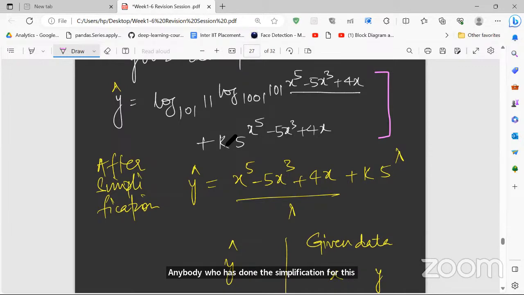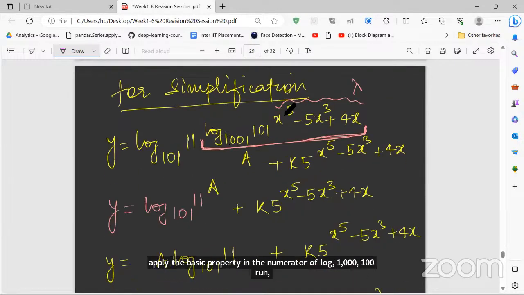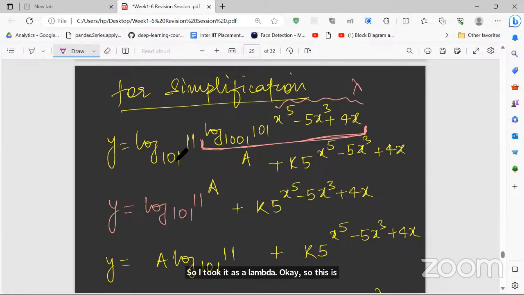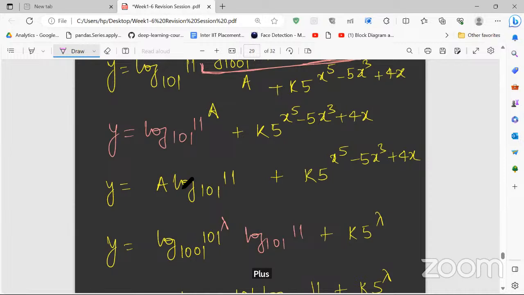We apply the base change property in the numerator of log 1101. Start with this. We have taken it for simplification. Whatever one student was saying, just take this as a, or lambda. So I took it as a lambda, and this is also lambda. So this becomes log of 100, 101, 11, and this I took as a lambda, but this whole I took as a. So I just put it as a plus this equation. That is fine. Next, this will come here: a log 10111, and this is fine.